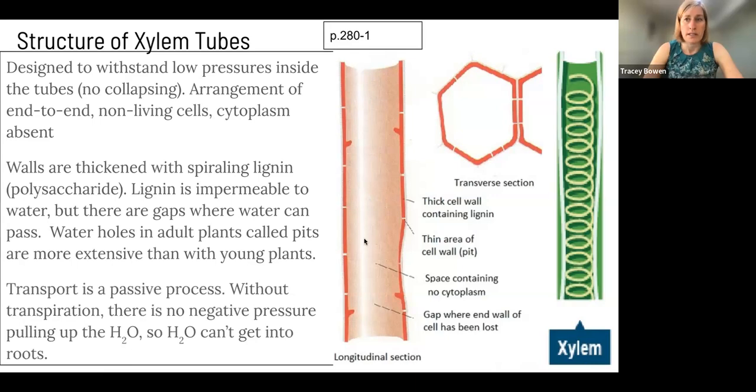Transport in xylem, because it doesn't have any organelles or mitochondria, is a passive process. So without transpiration lost through the leaves, there is no negative pressure pulling the water up. So water wouldn't be able to get into the roots and from the roots up to the top of the tree.